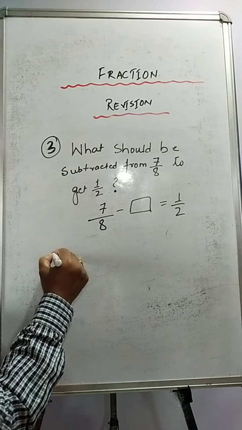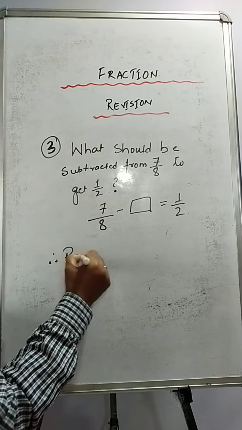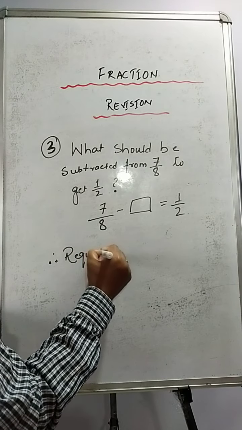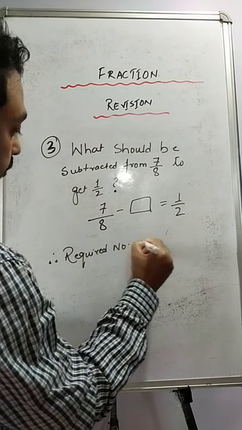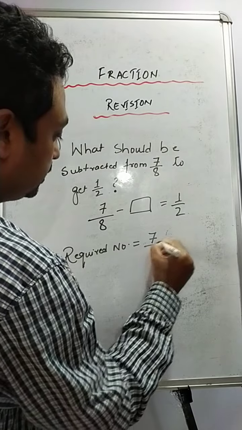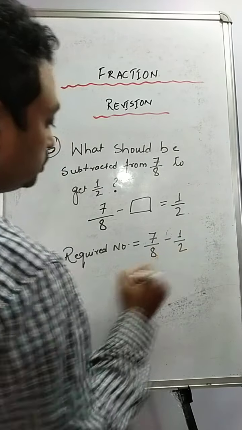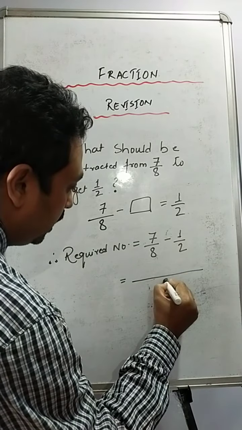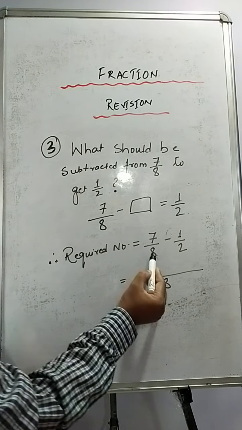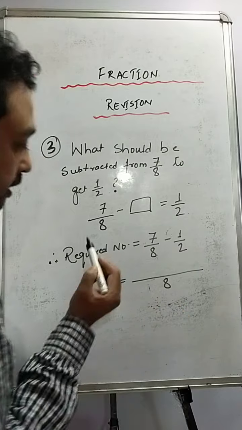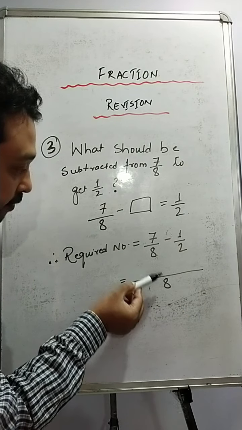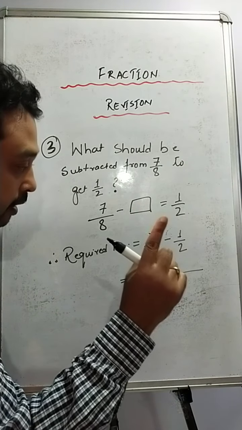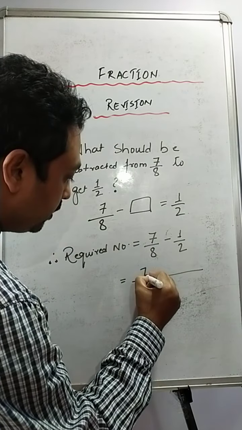That is therefore the required number, that would be 7 by 8 minus 1 upon 2, isn't it? Now we'll get the LCM of 8 and 2, so that would be 8. LCM of 8 and 2 is 8. Okay, now 8 divided by 8 is what? 1. 1 into 7 is 7.